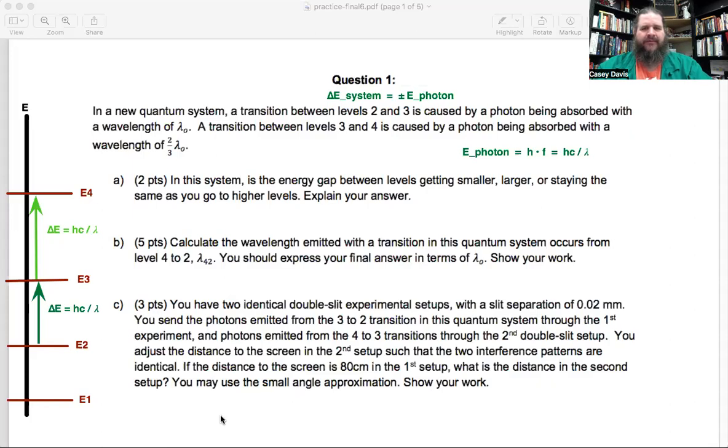According to the first paragraph, from 2 to 3, we've got a larger wavelength. From 3 to 4, it's only 2/3 that much, a smaller wavelength. So from 2 to 3, we've got a large wavelength versus from 3 to 4, we've got a smaller wavelength. What does that tell you about the delta energy involved?